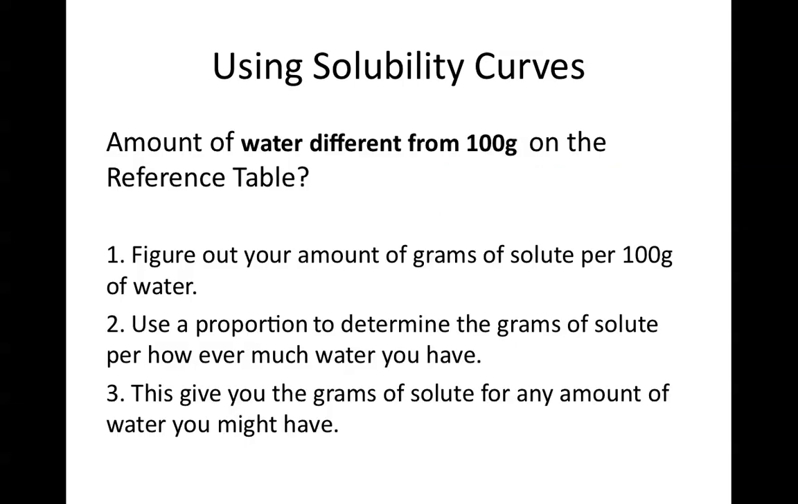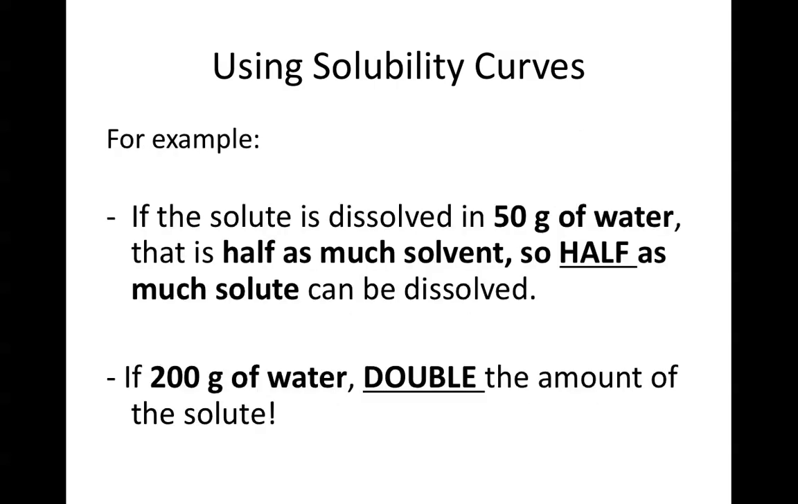All right, now, all of these examples we've been doing only talk about the amount of water being 100 grams. So if you have more or less than 100 grams of water, you're going to have to take some extra steps. So you would always want to use table G to figure out your amount of solute that's in 100 grams of water. You could use a proportion if needed to determine the grams of solute per however much water you have. And then this will give you the grams of solute for any given amount of water. So for example, if the solute is dissolved in only 50 grams of water, that's half as much solvent, so half as much solute would be dissolved. If they said instead that you have 200 grams of water, which is double the amount of water off the table G, then you would simply double the amount of solute.